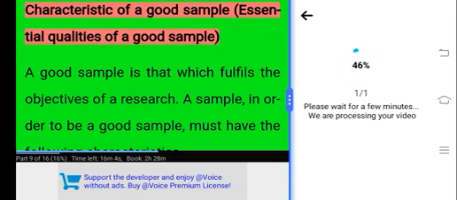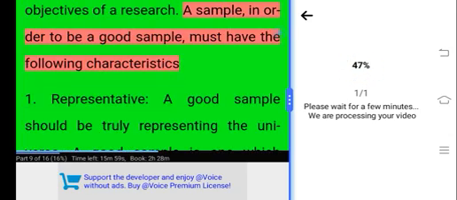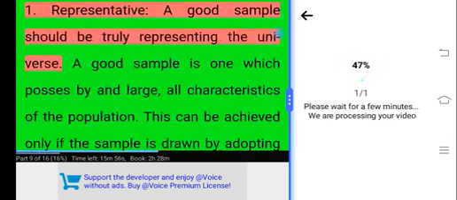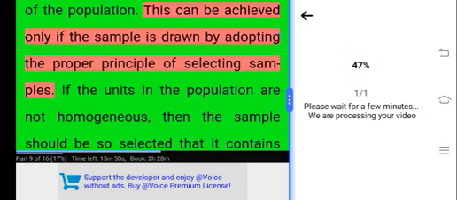Characteristics of a good sample, essential qualities of a good sample. A good sample is that which fulfills the objectives of a research. A sample, in order to be a good sample, must have the following characteristics. 1. Representative. A good sample should be truly representing the universe. A good sample is one which possesses by and large all characteristics of the population. This can be achieved only if the sample is drawn by adopting the proper principle of selecting samples.